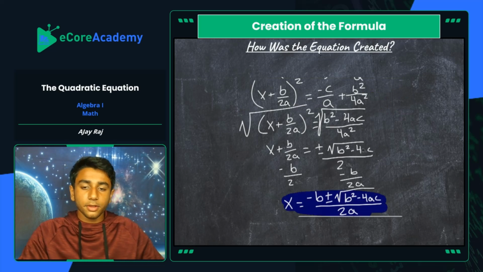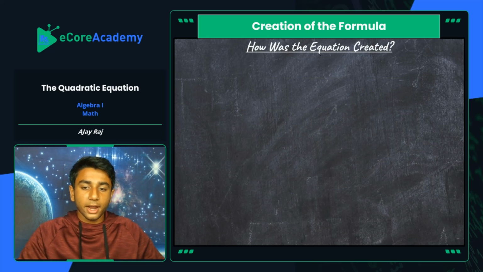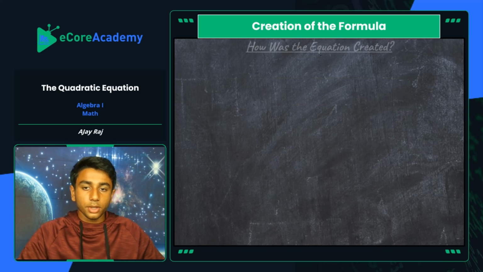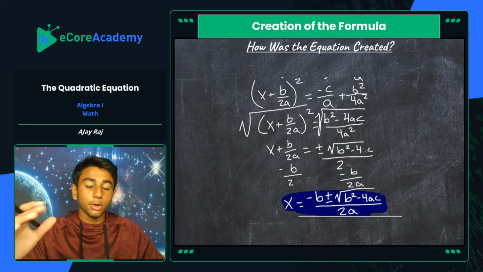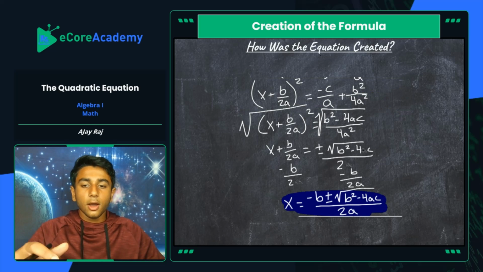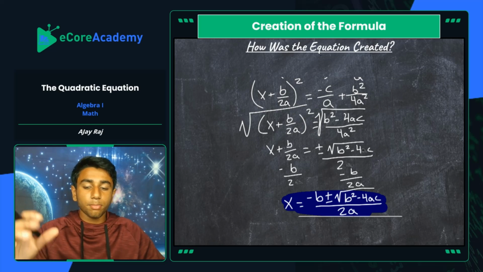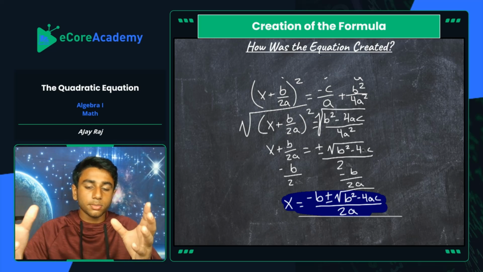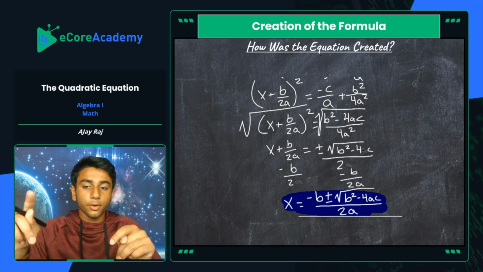Now for the second half of it, we take that equation and we're going to factor it out. So once we factor out that x squared plus b over a x plus b over 2a squared, we can factor this into x plus b over 2a whole squared. That's essentially what you're doing, just factoring it out. And that equals negative c over a plus b squared over 4a squared, because you took b over 2a squared and multiplied it out, so you get b squared over 4a squared.